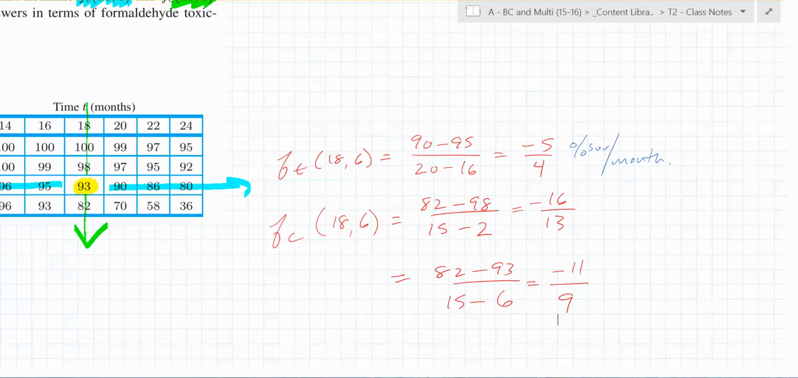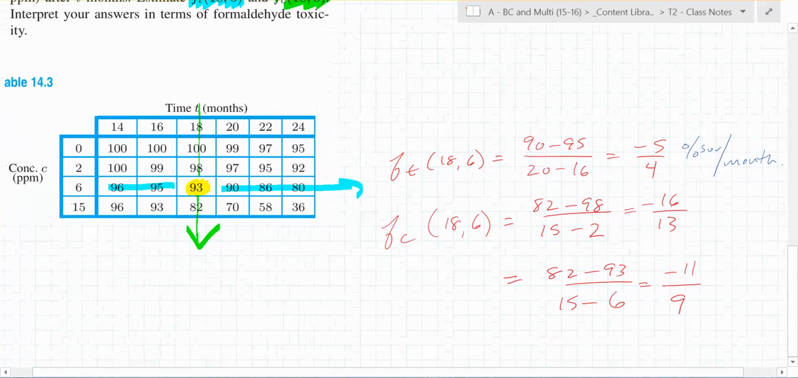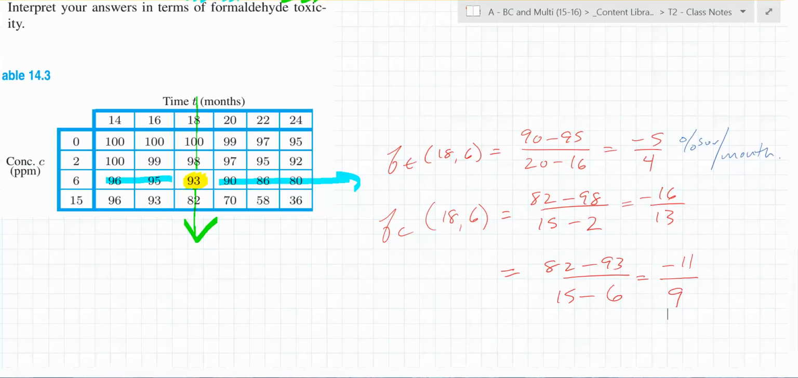Yes, they're pretty close. What are the units on this one right here? What's the units on this one? What's changing?